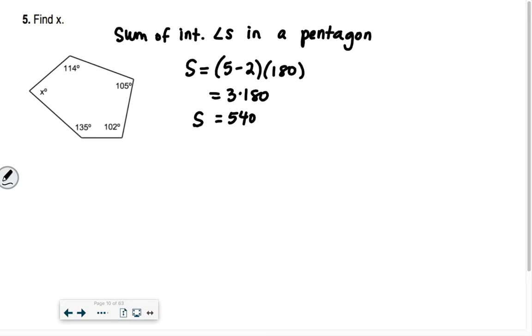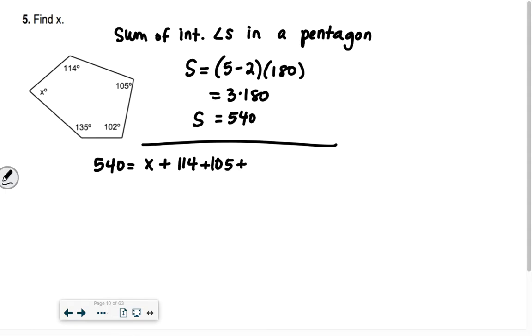But this is a two-part question because we now found the sum of the angles, but we have to figure out what x is. So we write an equation. All of them add to be 540. If I add x to 114 to 105 to 102 to 135, all of those make 540. So let's add those numbers, 114, 105, 102, 135. When I add these 4 numbers, I got 456. So x plus 456.